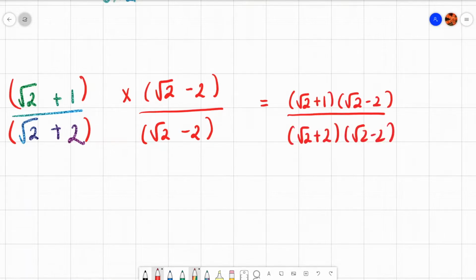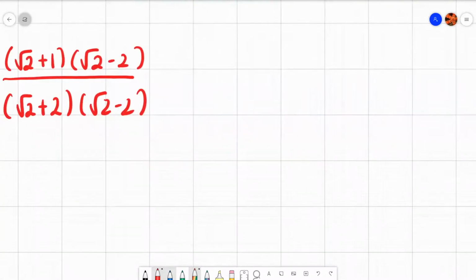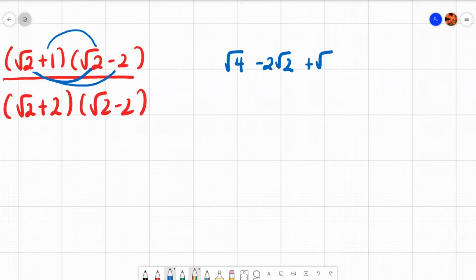Okay, right, so let's expand this out, okay? Well, the first one here, we've got square root 2 times square root 2, which is square root 4. Then square root 2 times minus 2, that's minus 2 root 2. I've got 1 times root 2, that's plus root 2. And then 1 times minus 2, which is minus 2.